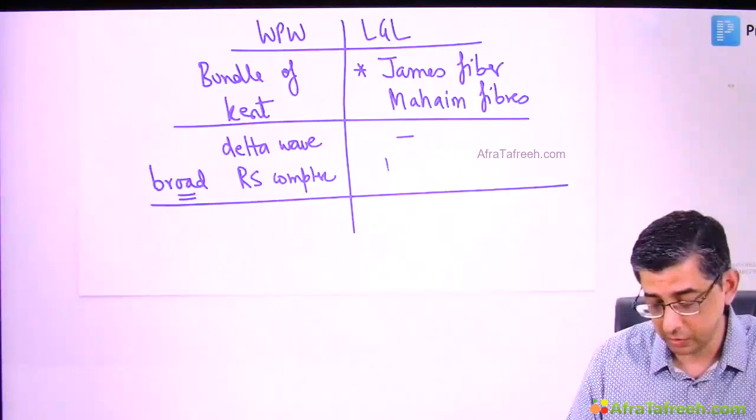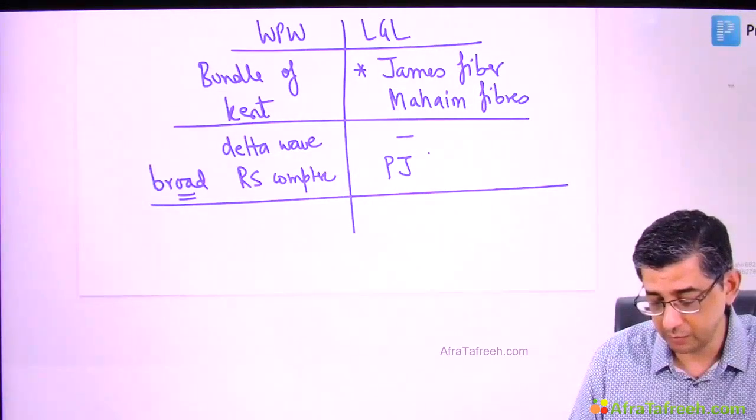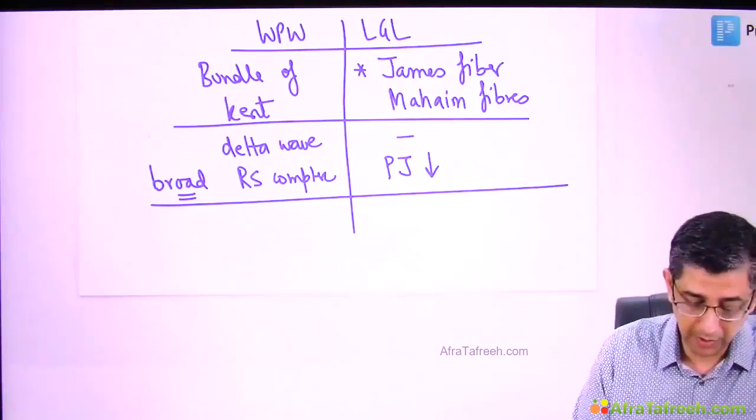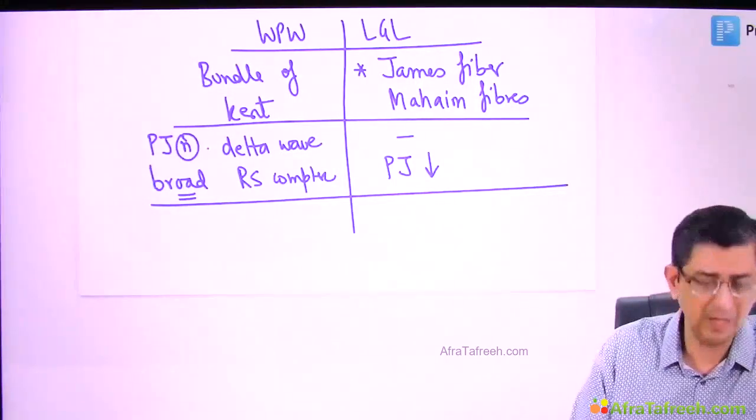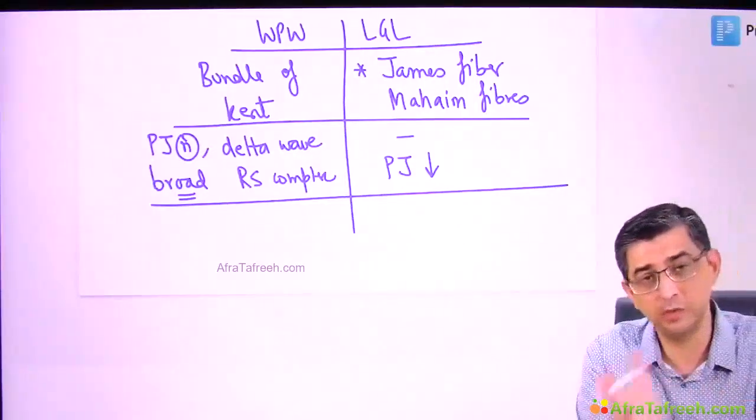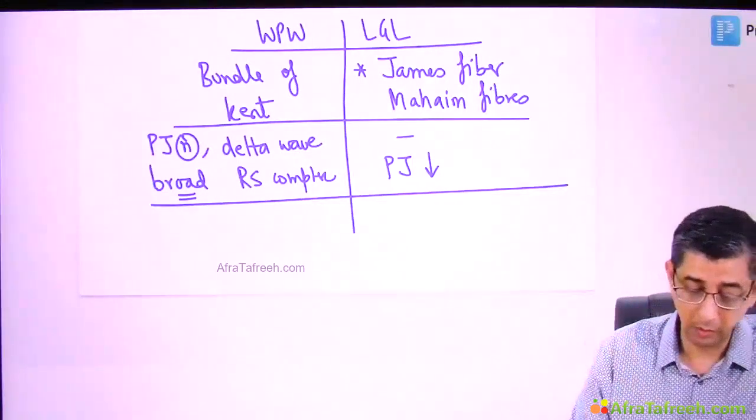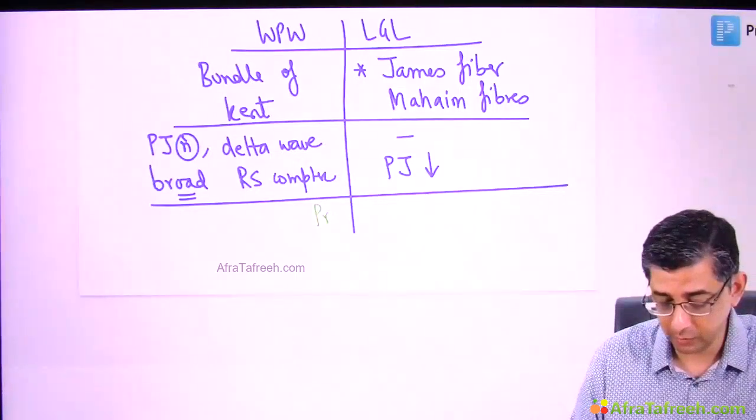In this case, it is only the PR that is short and the PJ that will be short. But on the left hand side, the PJ interval will turn out to be normal, because the PR was short and the QRS was broad, and both were balancing each other. For both of these conditions, we are going to be using procainamide.